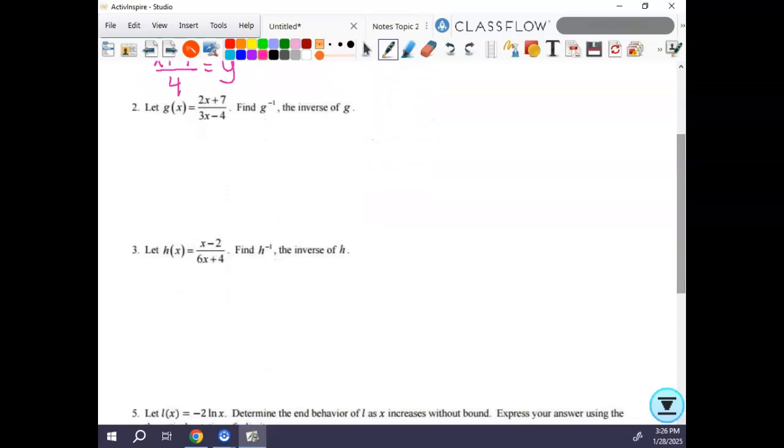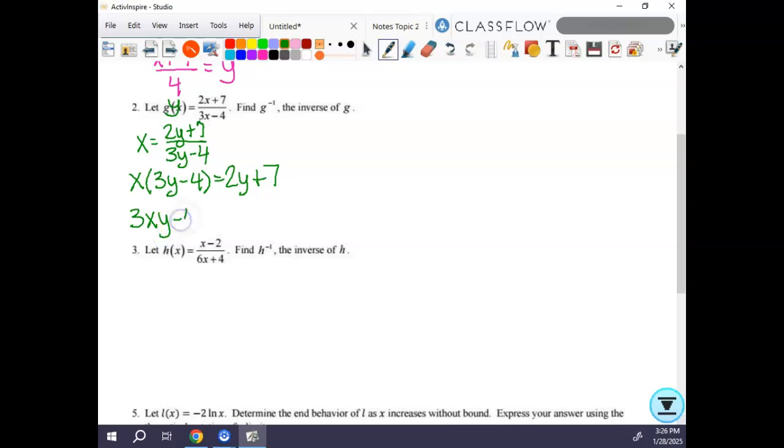Okay. So I'm going to change this to Y. So that's going to give me X equals 2Y plus 7 over 3Y minus 4. Okay, that looks weird. And so I'm going to start by getting rid of my denominator. I'll multiply both sides. So X times 3Y minus 4 equals 2Y plus 7. Then I'm going to distribute.